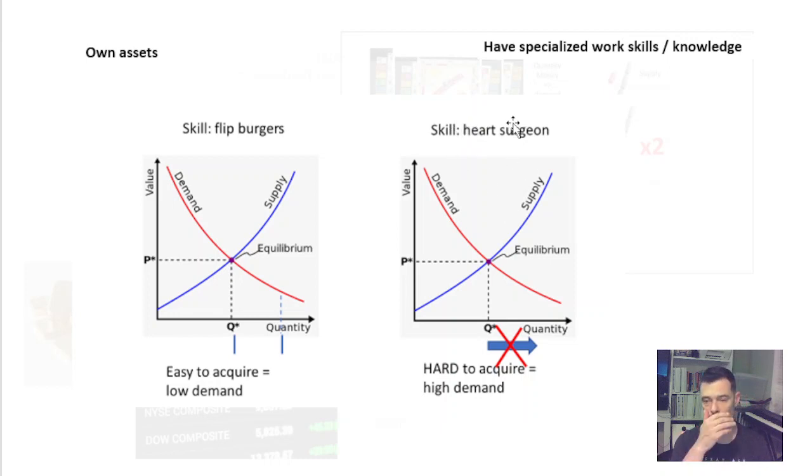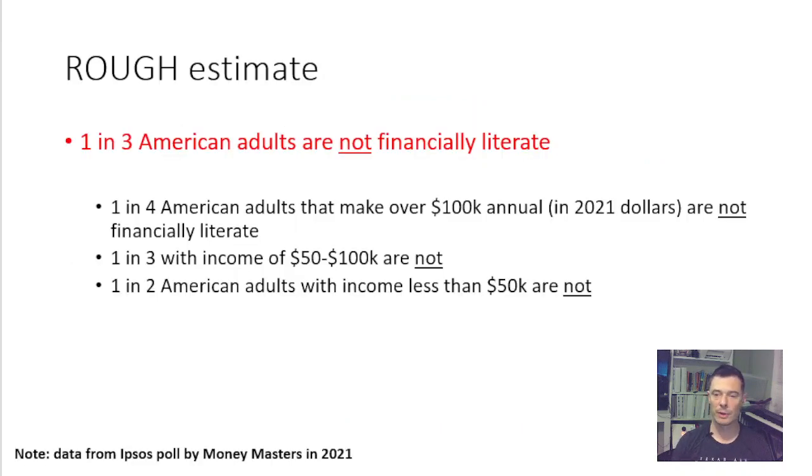If you have a hard to get skill, that skill is in high demand. So for like heart surgeons, if the demand for that skill goes up, there's no easy way to quickly increase the supply of heart surgeons. Rather, the value of that skill is going to go up. So that lets you keep pace with inflation.